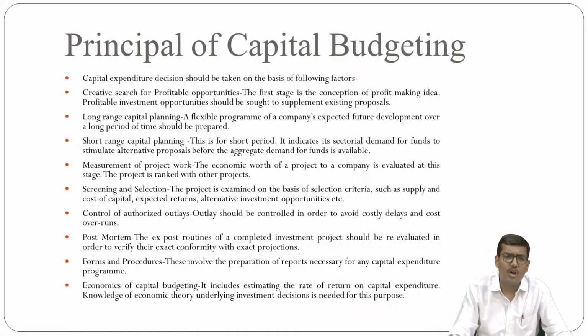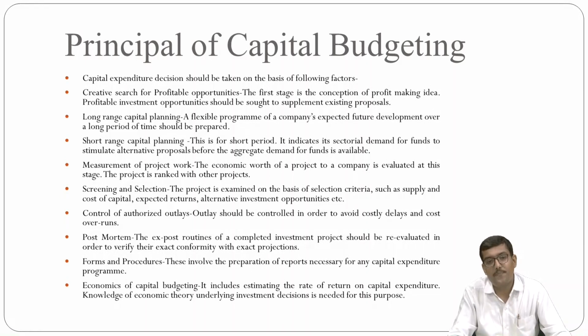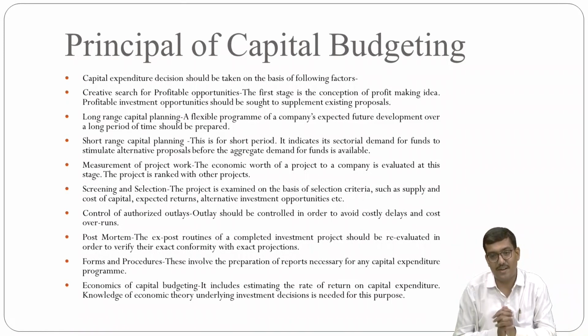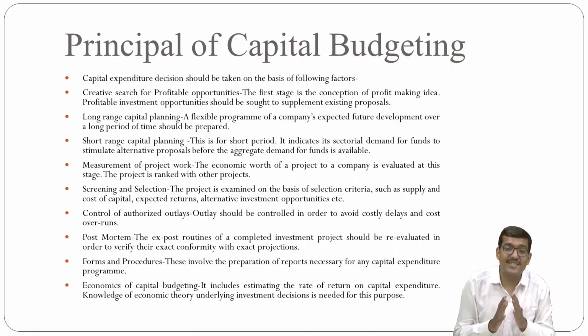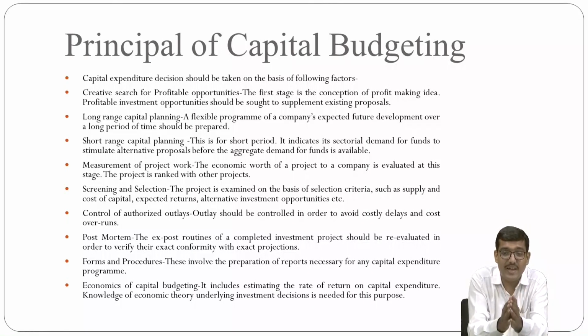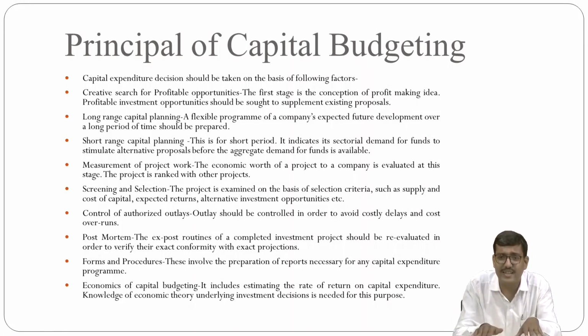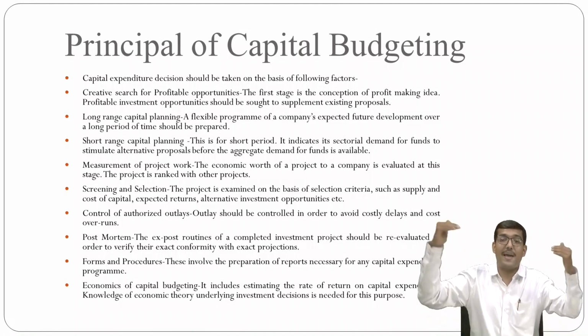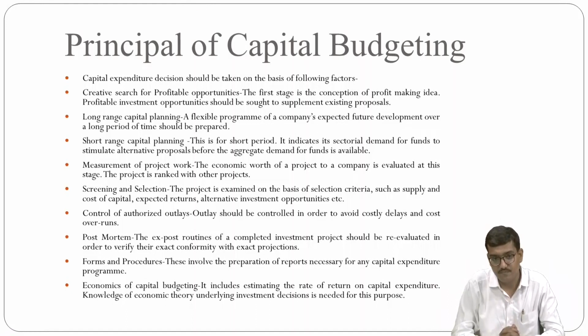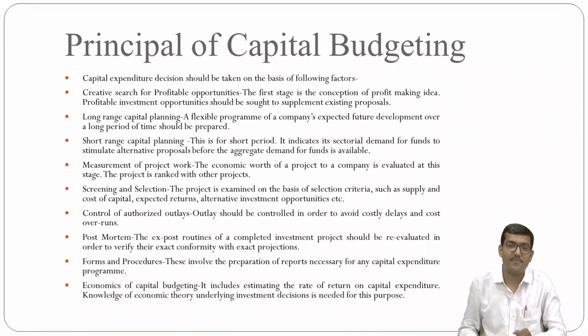Then control of authorized outlay. The outlay should be controlled in order to avoid costly delays and cost overruns. That means you ultimately define that you minimize the cost and maximize the profitability. So, my dear friends, your outlay should be such that you analyze your cost in a different way, or we can say minimize the cost and maximize the profit. Then postmortem.